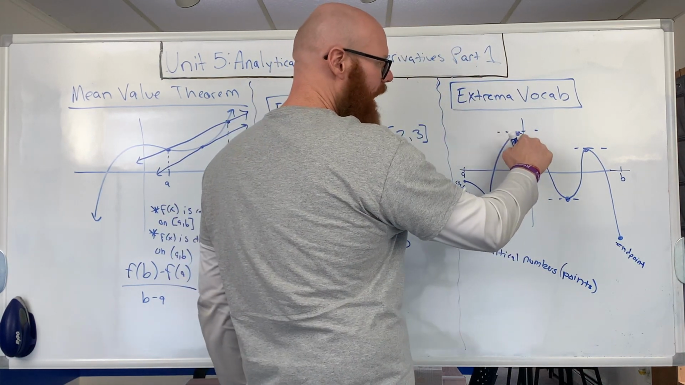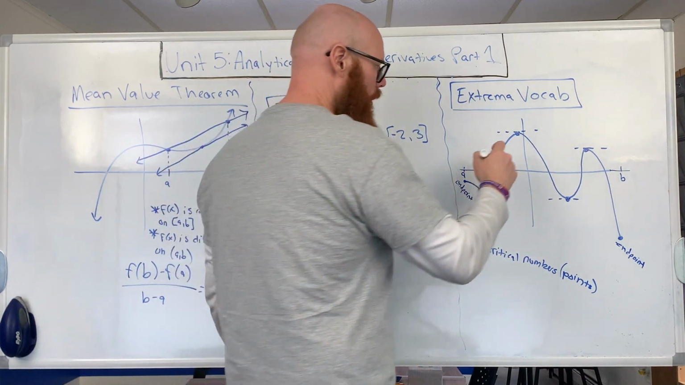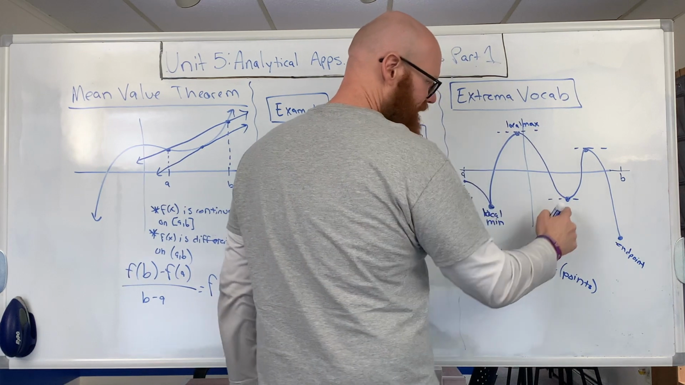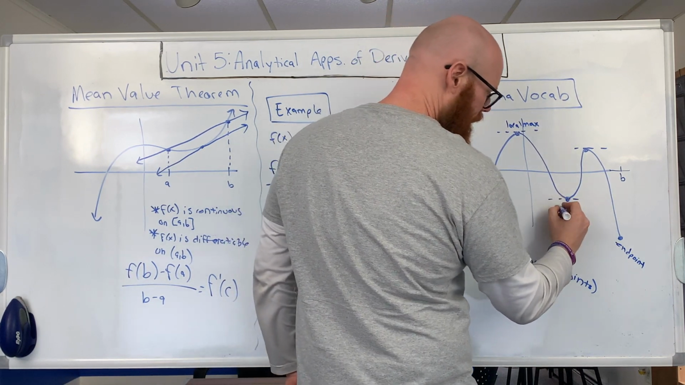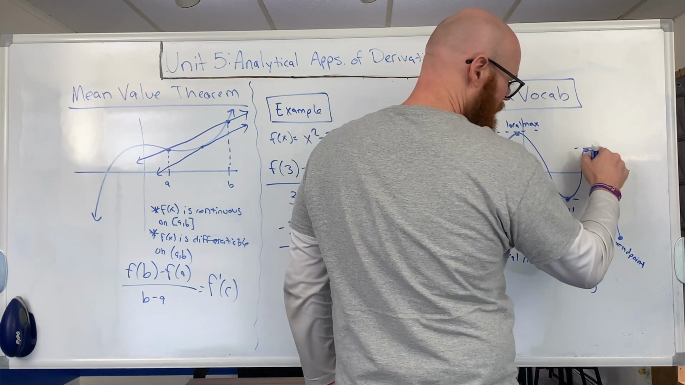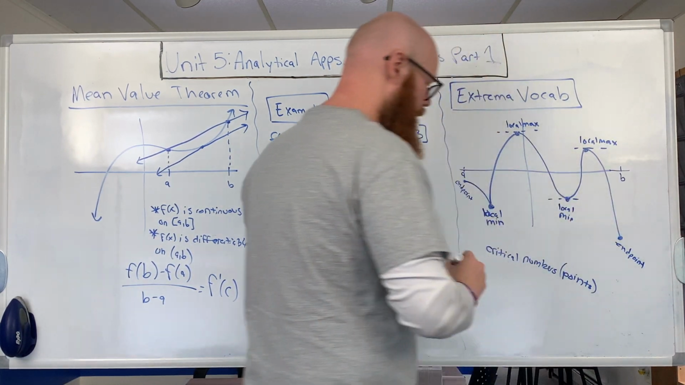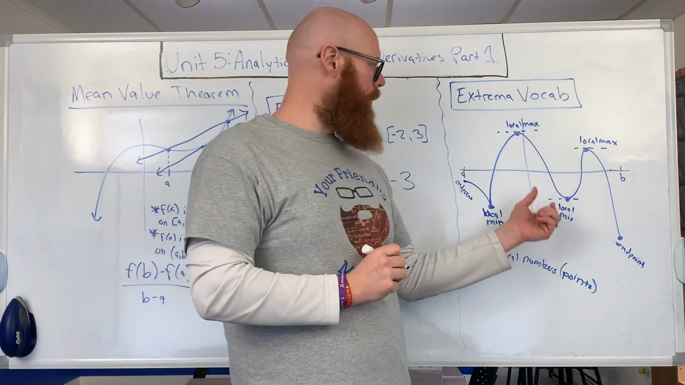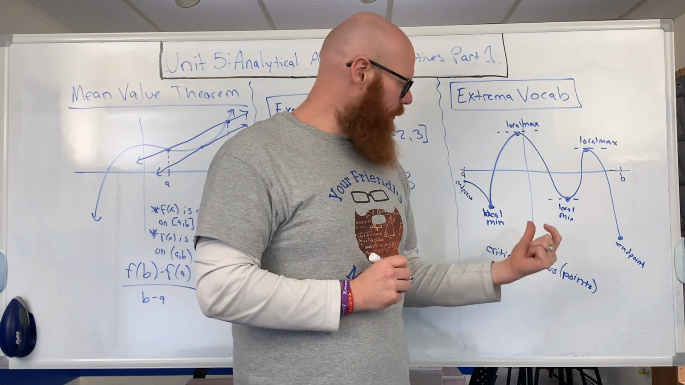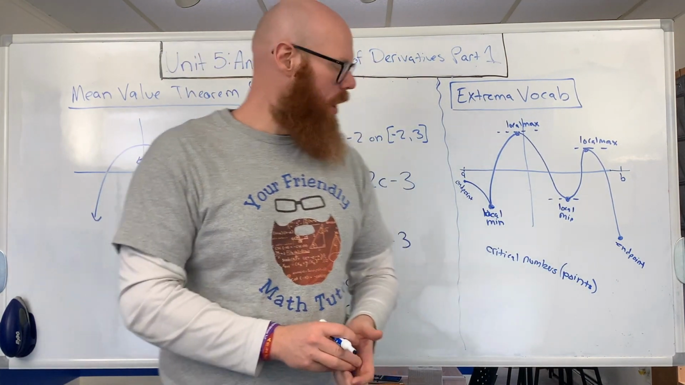This point is higher than all the points in its immediate neighborhood, so we call that a local max. And same thing, this one is lower than everything around it, so we call it a local min. And this one is higher than everything around it, we call it a local max. Okay, so you can have multiple local mins, multiple local maxes. And then the other important thing is this idea of an absolute min or absolute max.